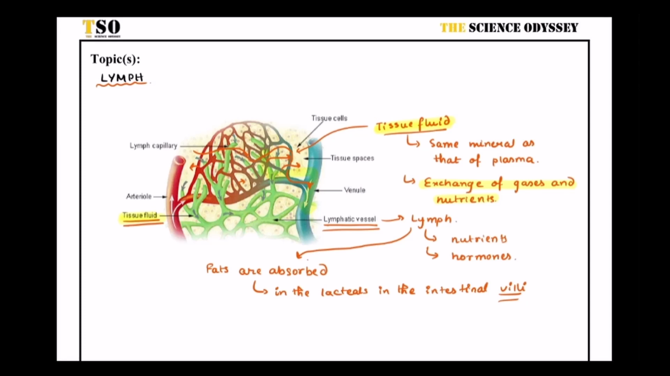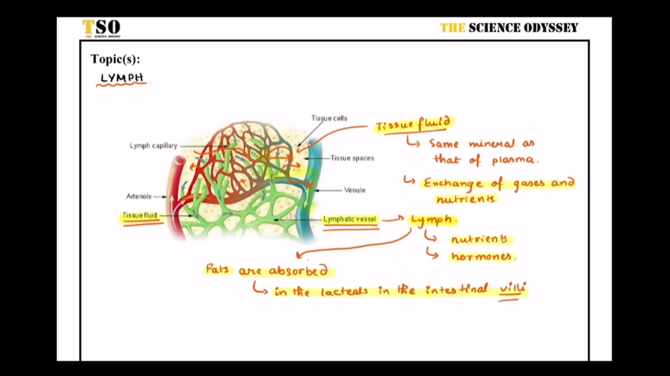So this is done by another network of vessels, which is called the lymphatic vessels, and the fluid which is present inside the lymphatic vessels is called the lymph, which again contains some of the same components as blood, which are nutrients and hormones. And another very important thing is that fats are absorbed in the lacteals in the intestinal villi via these lymph vessels.